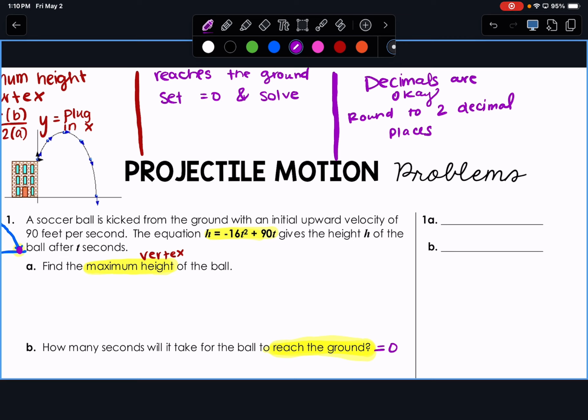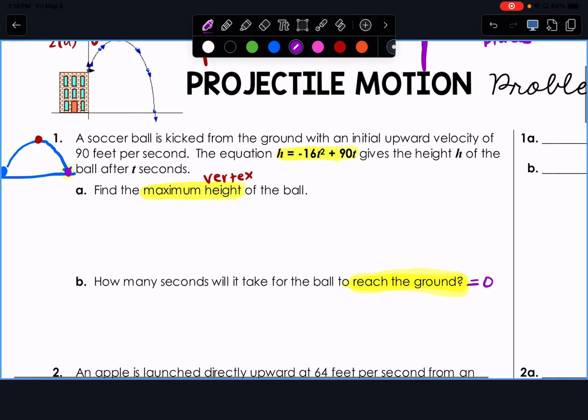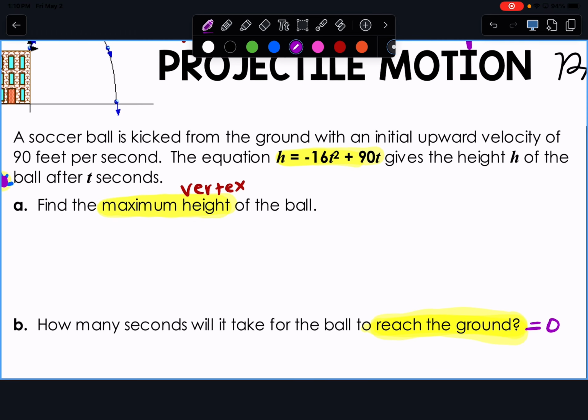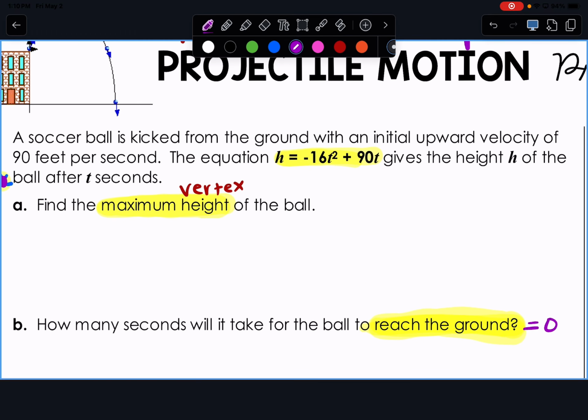So let's actually go and look at them. We're going to go back to 1A. We are going to find the maximum height of the ball. We're going to look at our original equation. What is A in that equation? Negative 16. What is B? 90. What is C? We're going to plug that into our equation for our coordinates. Instead of x, what does this use instead of x? T.